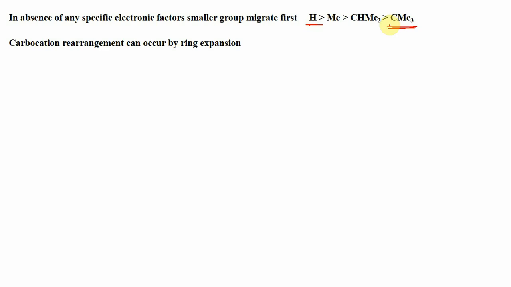Now, sometimes the carbocationic rearrangement can also occur by a ring expansion reaction. For example, in this case, this carbocation is stabilized by ring expansion in which the bond between this carbon and this carbon breaks. So that results in the formation of this new tertiary carbocation. Now, this ring expansion also occurs as this four-membered ring is less stable as compared to this new five-membered ring.